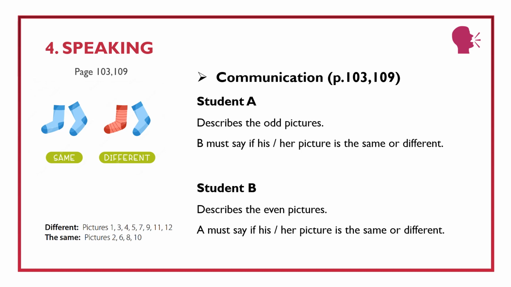Picture 9 is different. Picture 9 for student B is a clean floor, but for student A, it's a dirty floor. Picture 10 is the same. Picture 11, for student B, they're big keys, but for student A, they're small keys. And picture 12, for student B, they're black cats, but for student A, they're white cats.